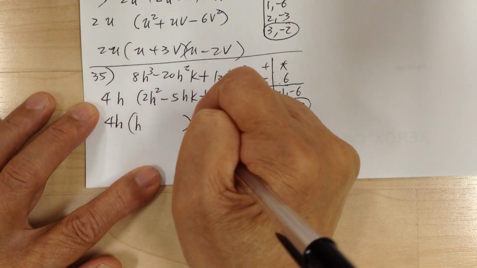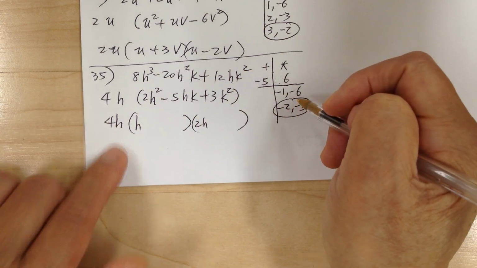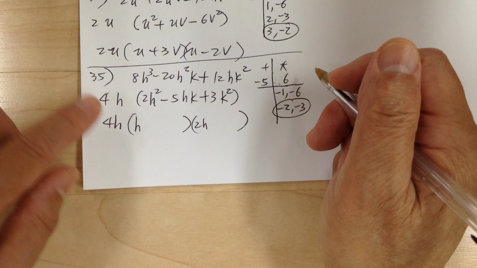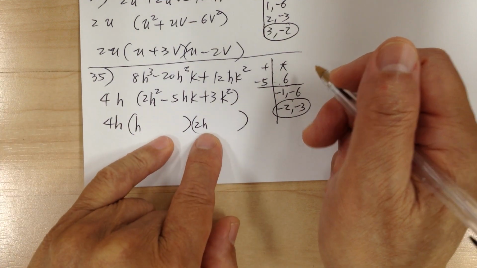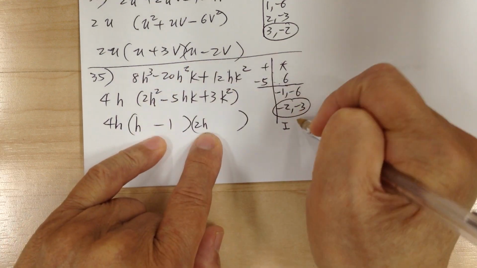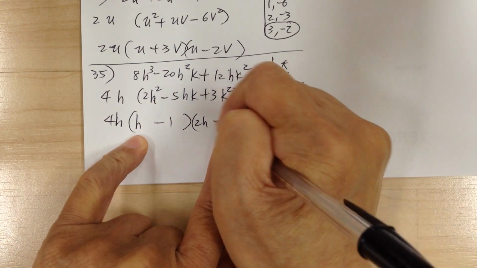So you need to have an h and 2h. Okay, so that's the first term, right, to get that. Now, next what we do is, we need to get the inside and outside. So let's do the inside first. So that's inside, so it'll be minus 1. And this will be the outside, so it'll be minus 3.